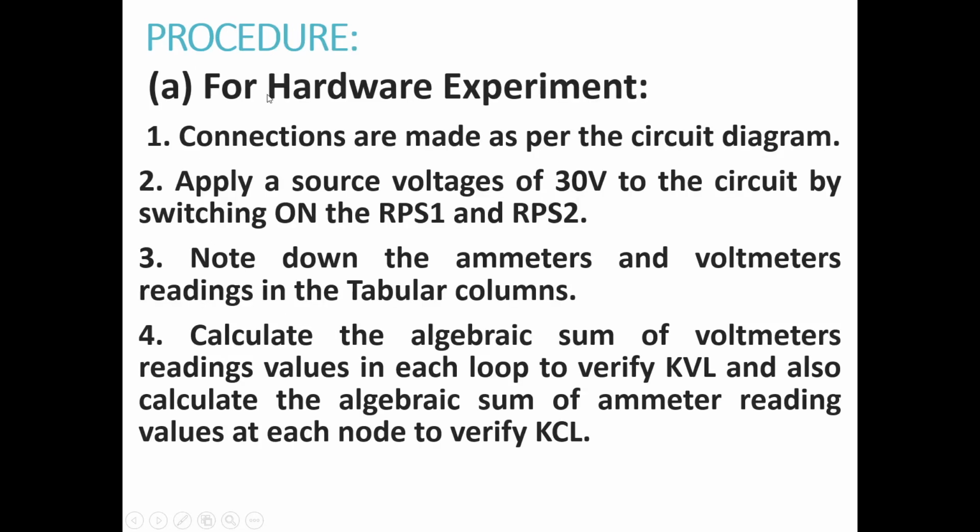Now the procedure. For the hardware experiment, connections are made as per the circuit diagram. Apply a source voltage of 30 volts to the circuit by switching on RPS1 and RPS2. Note down the ammeter and voltmeter readings in the tabular columns. Calculate the algebraic sum of voltmeter readings in each loop to verify Kirchhoff's voltage law, and also calculate the algebraic sum of ammeter readings at each node to verify Kirchhoff's current law.